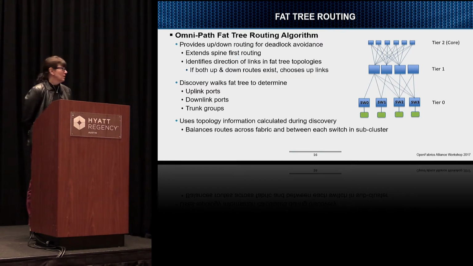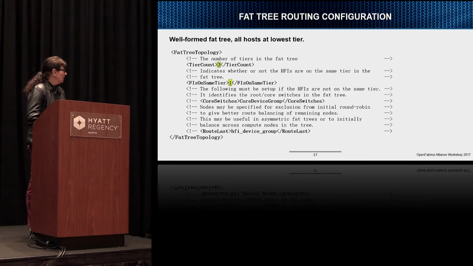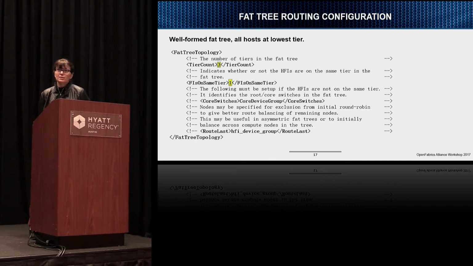So what happens? We need some topology data to be configured to understand the type of topology we're looking at, and that's what I'll get into next. So if you have a very well-formed fat tree, you can configure the tier count if all host nodes are on the lowest tier. It's pretty easy to figure out the topology layout. So in this case, you would configure, from the prior example, a 3-tier node count and all HFIs on the same tier. And discovery would walk from the lowest tier up and determine the layout of the fabric.